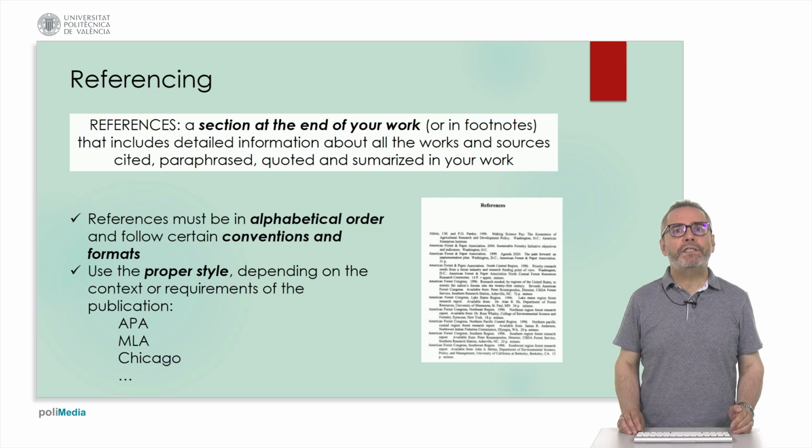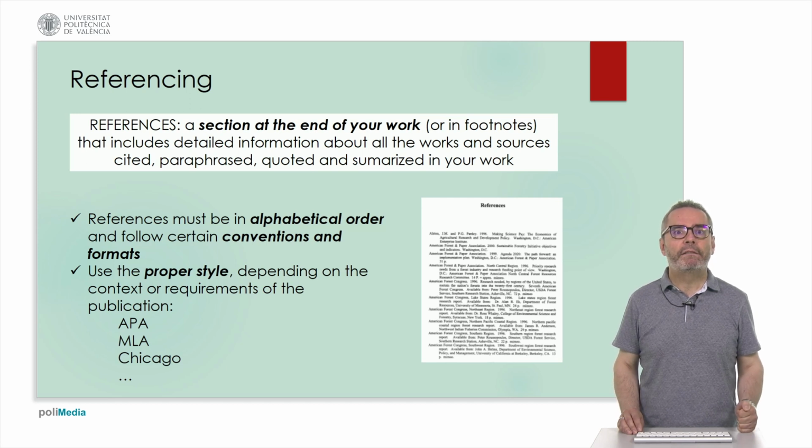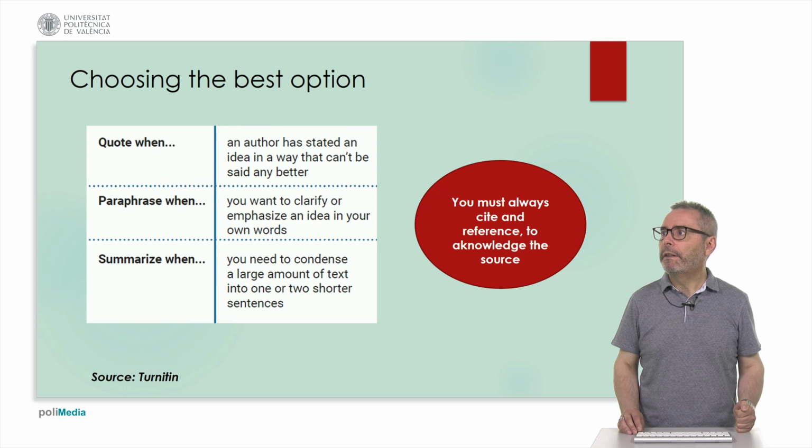And finally, we have references. We have a reference section at the end of our work, normally in academic writings, that includes the detailed information of all the works and sources used in our work. References are normally listed in alphabetical order, and they follow certain conventions and formats depending on the corresponding citation style: APA, MLA, Chicago style, etc. We can see here an example of a reference page.